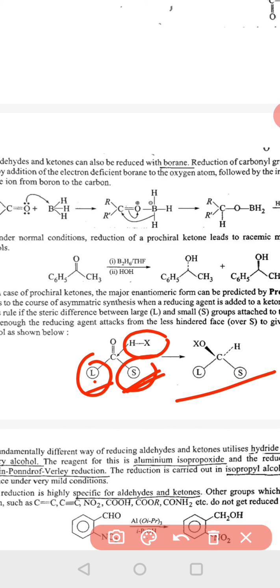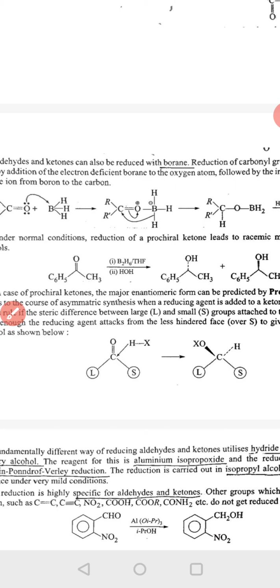Another way of reducing aldehydes and ketones utilizing hydride ion transfer is from secondary alcohol. The reagent for this is aluminium isopropoxide, and the reduction is known as Meerwein-Ponndorf-Verley reduction. The reduction is carried out in isopropyl alcohol. This reaction takes place under very mild conditions. This reaction is highly specific for aldehyde and ketone. This is the utility of this reaction.